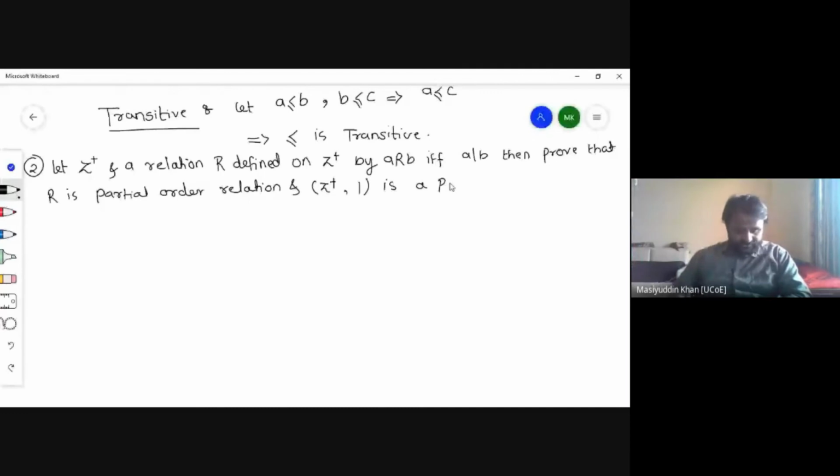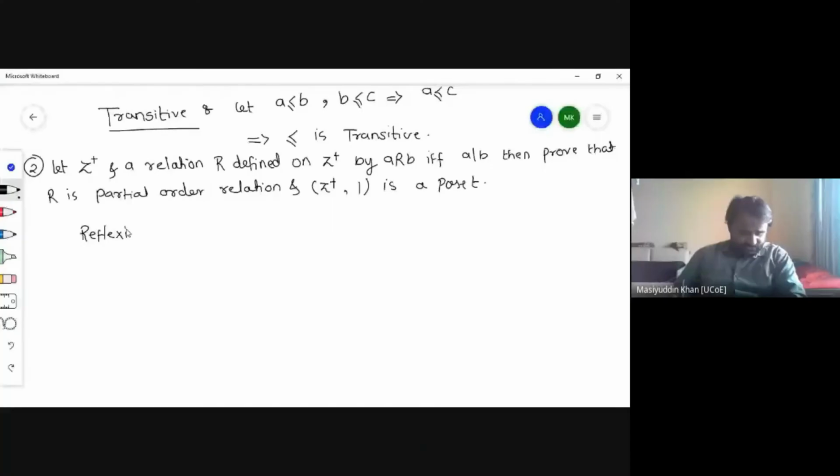So just try to understand one by one. Z plus is the set, and this is a division concept. Divide is given as a related to b. So we have to show it one by one. The first part is reflexive. These are very simple proofs, you just need to understand the main concept. Reflexive means what?